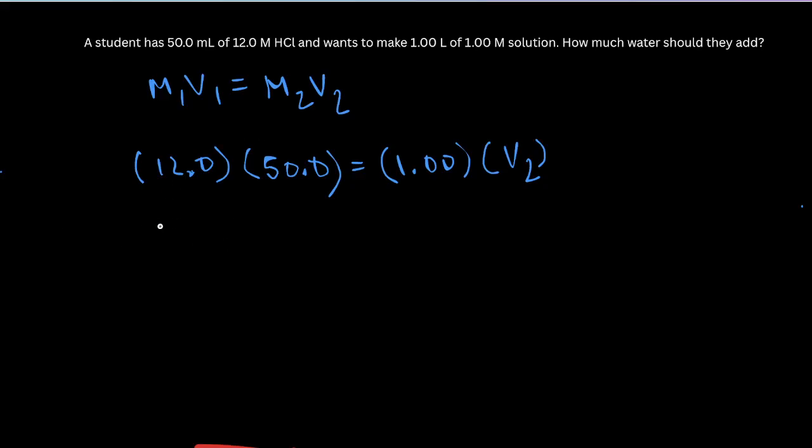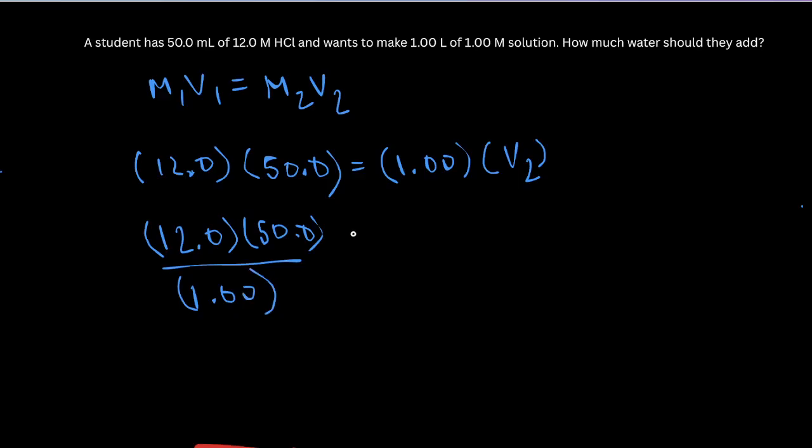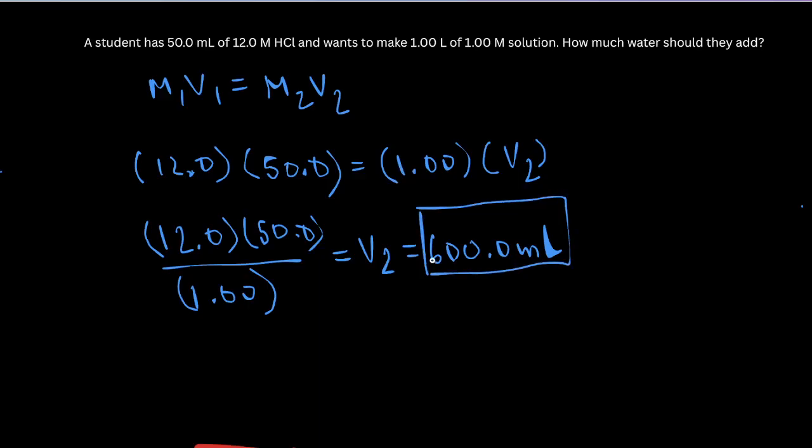So, what do we do? Well, we take 12 times 50 divided by 1. And this is going to give us our V2, our final volume, which is going to be equal to 600 milliliters. And well, is this our final answer here? No, it isn't. Because look at the problem. What are they asking for? They are asking for how much water we should add. So that's a classic trap. Don't stop at the final volume here. This answer of 600 milliliters is not what we're looking for.